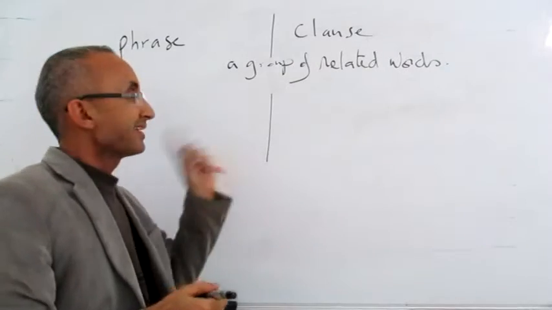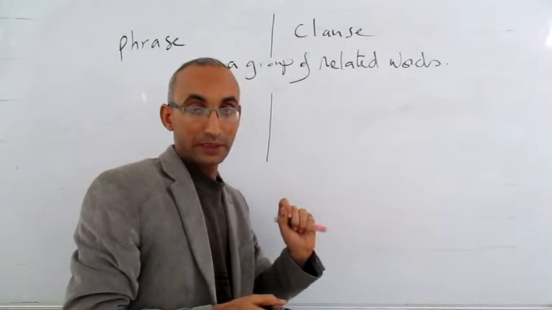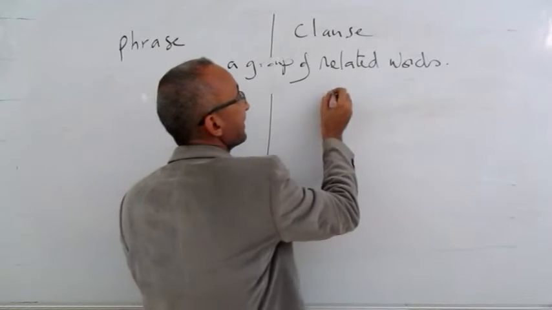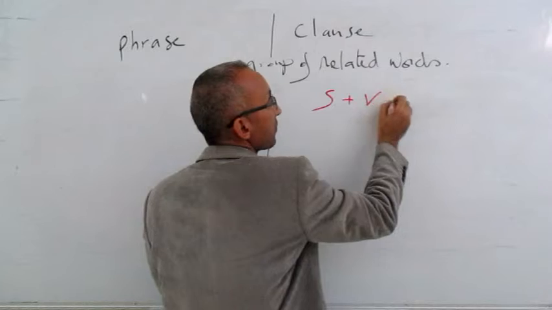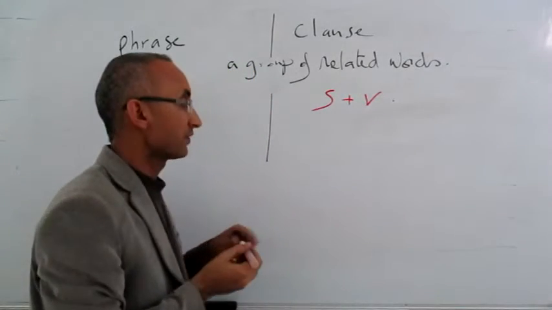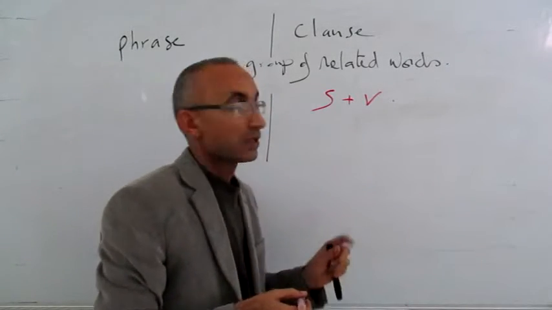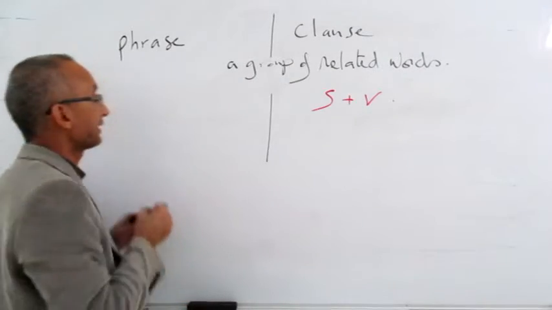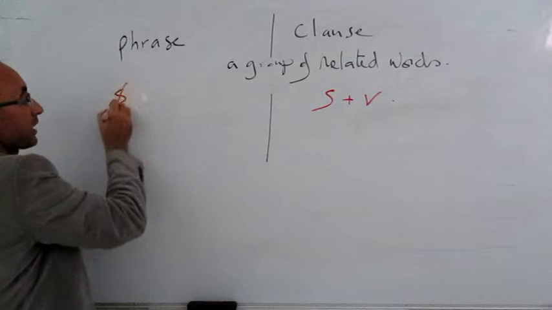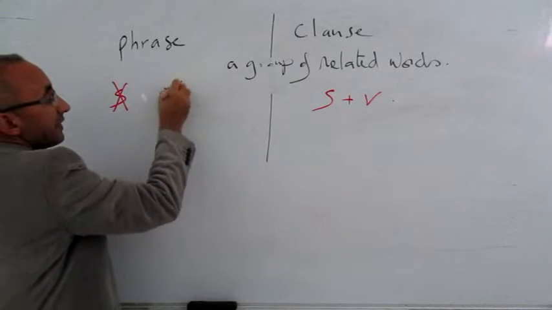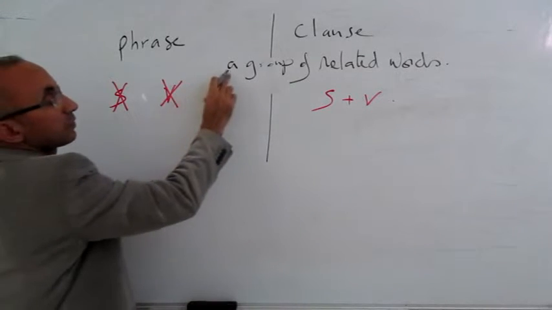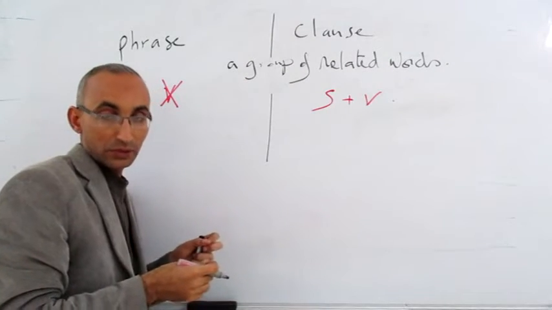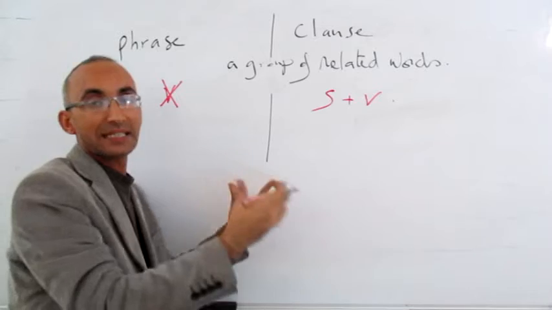However, in the clause, we find always the combination of what? A subject plus a verb. The clause always consists of a subject and a verb. But the phrase doesn't contain neither a subject nor a verb. It's only a group of related words which come together. Clear? Come together to complete the meaning of a sentence.